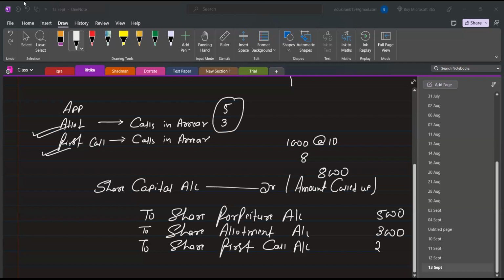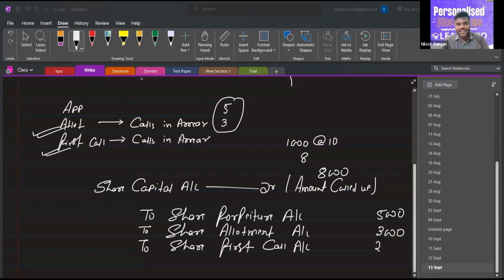Is it clear now? Yes, sir. Actually, okay. So someone is using the Wi-Fi. That's why something is downloading. Okay.